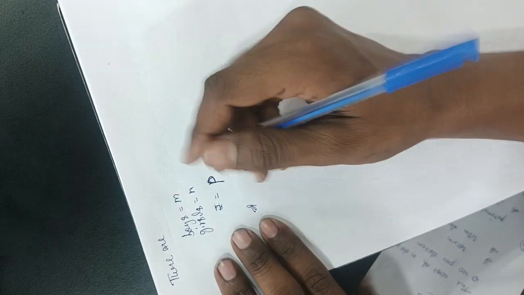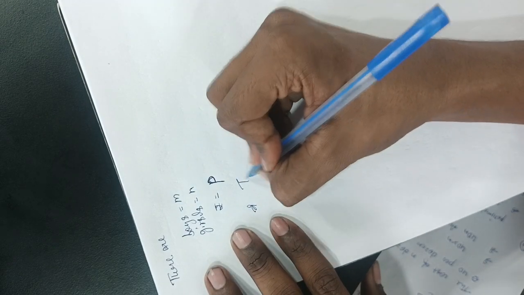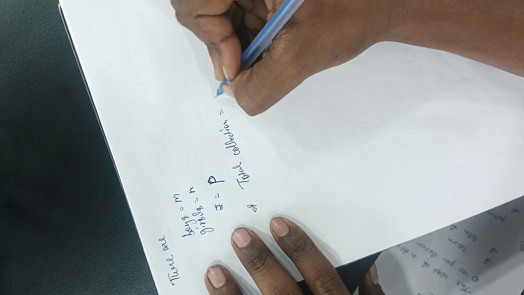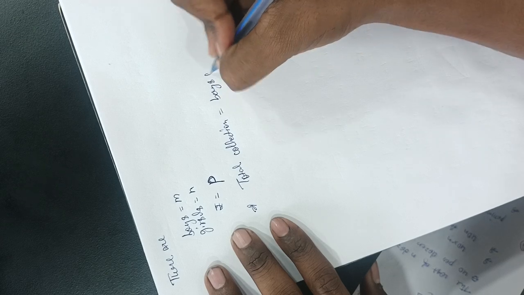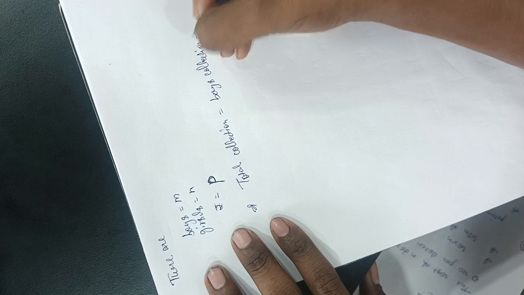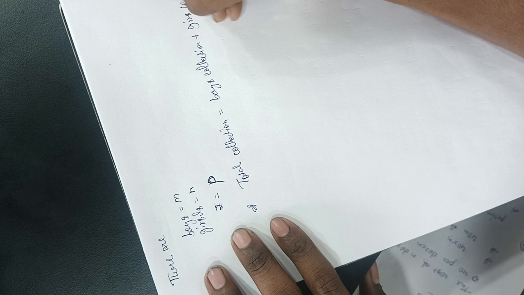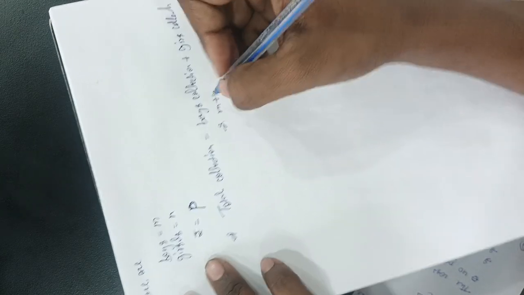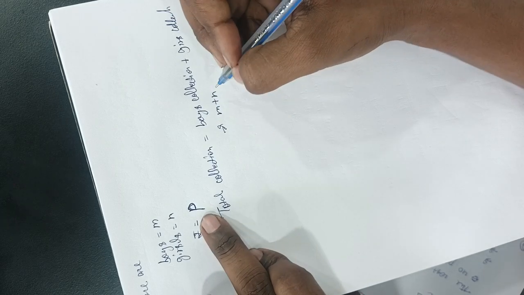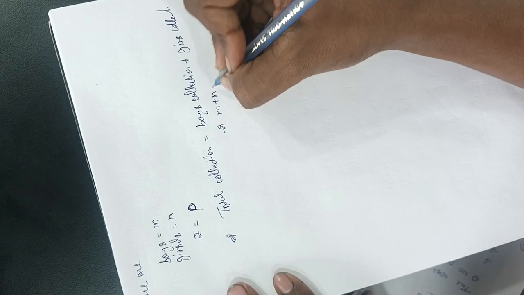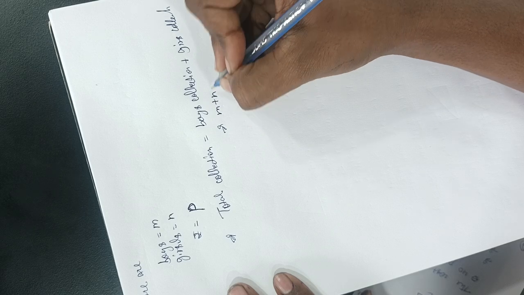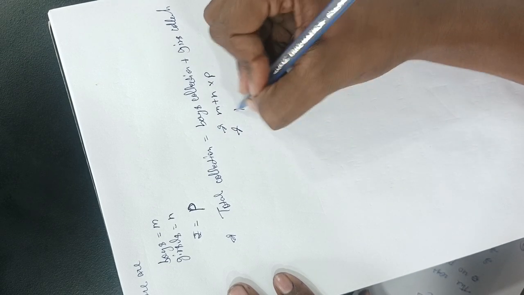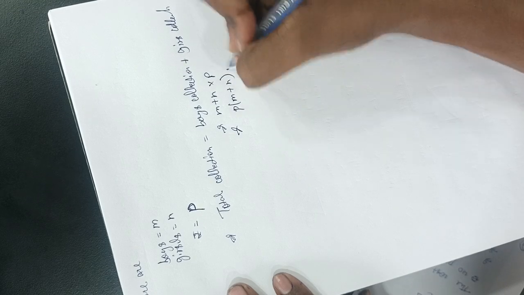So from here, you have to tell the total collection. Total collection will be equal to boys collection plus girls collection. That will be m plus n. And if everyone is giving p rupees, here it will be m plus n into p. So p into m plus n will be your answer.